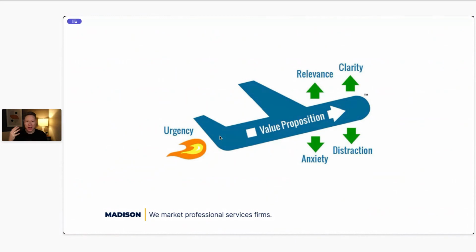Basically, do we have a strong value prop? And then is the value prop clear, and is it relevant to me? Is there anything on the page that's creating distraction or anxiety that can decrease my conversion? And then urgency is kind of jet fuel that can accelerate it, right? So you look at the page and you put on each one of those hats and you say, okay, is there anything that we're doing here to create urgency? Is there anything that we're doing here that's creating anxiety that we could remove?